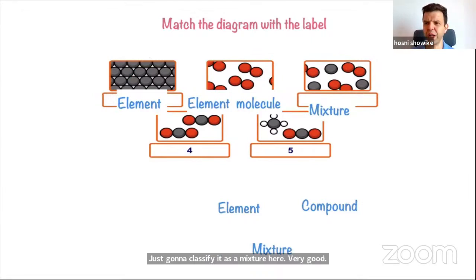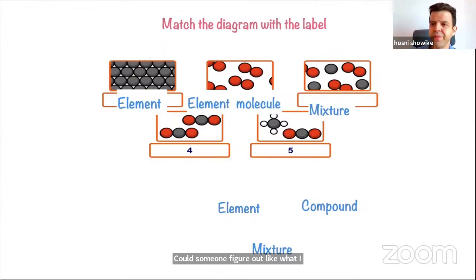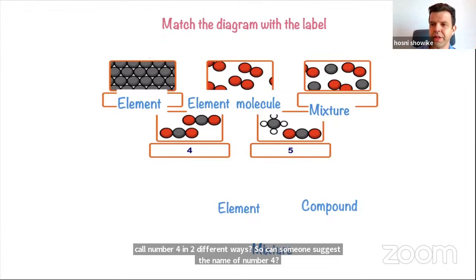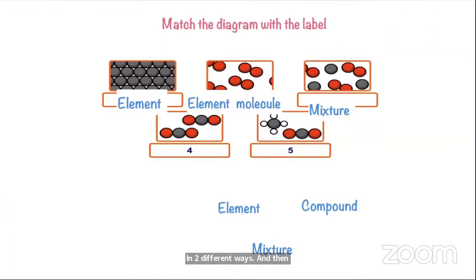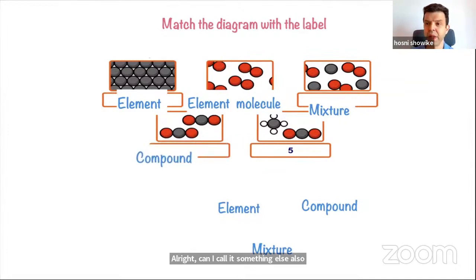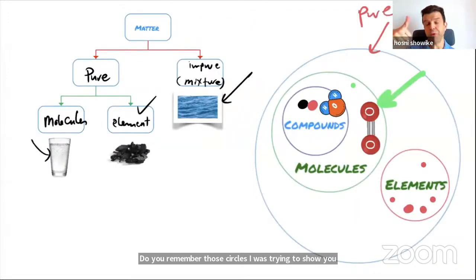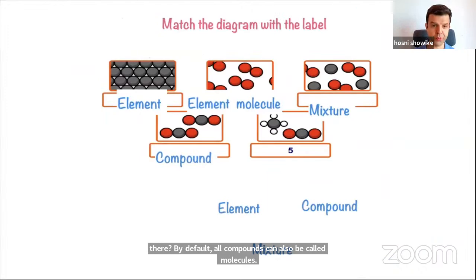What about number four? Could someone name number four in two different ways? Adham? Compound. All right. Can I call it something else also? Do you remember those circles I was trying to show you there? By default, all compounds can also be called molecules. I can call it a compound or a molecule, okay?